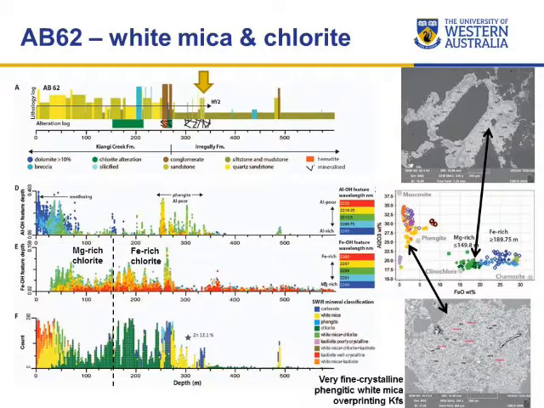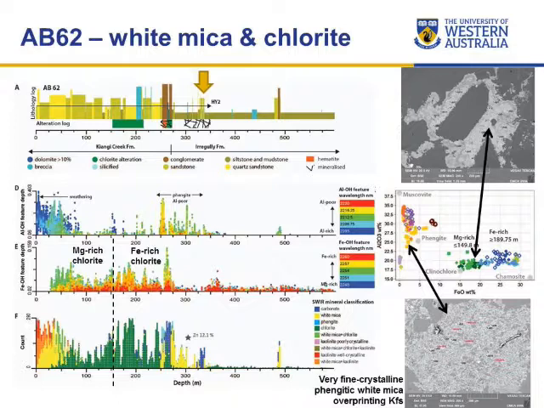White mica and chlorite. The interval from the conglomerate to the mineralized interval is fairly phengitic. It's abundant in white mica. It's slightly phengitic. It has a long wavelength signature, so the white mica contains iron and magnesium and manganese.